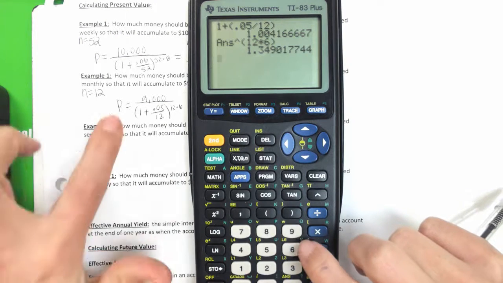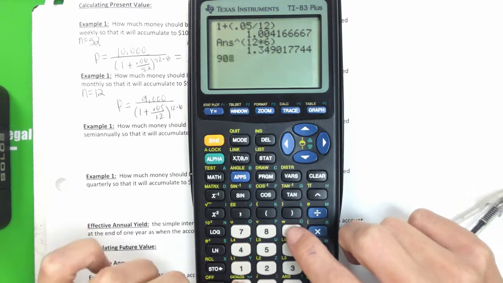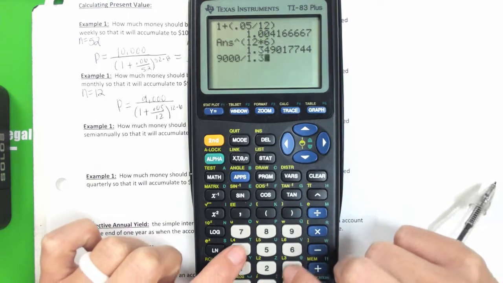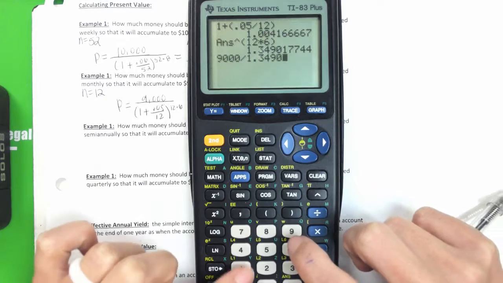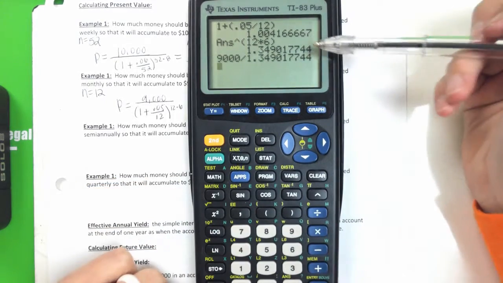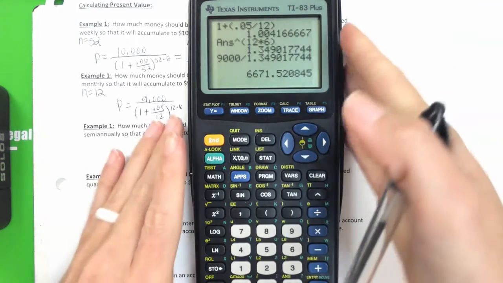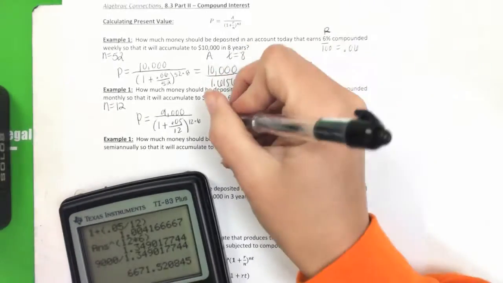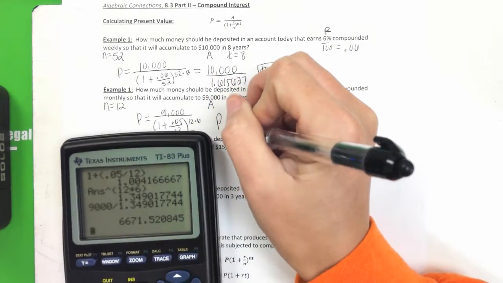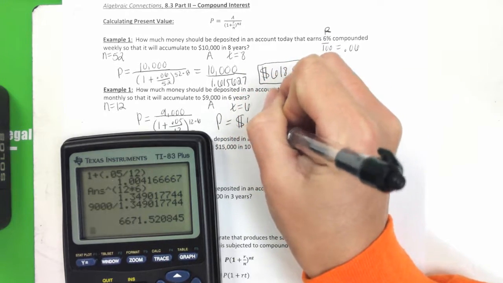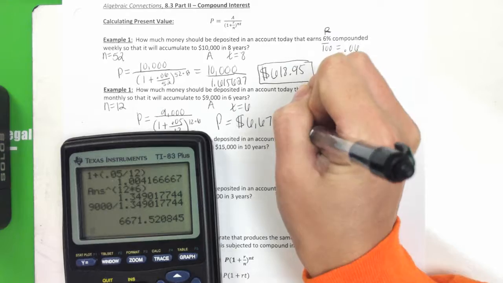And then I'm just going to type in my numerator first, 9,000 divided by 1.3490177744, and that's that number right above here. And so my P in this problem would be $6,671.52.